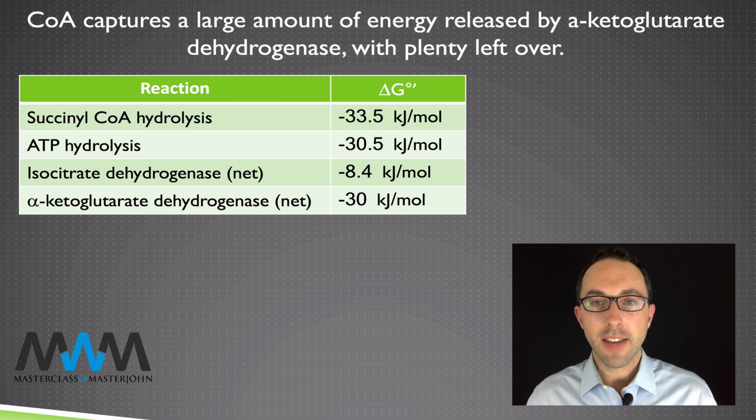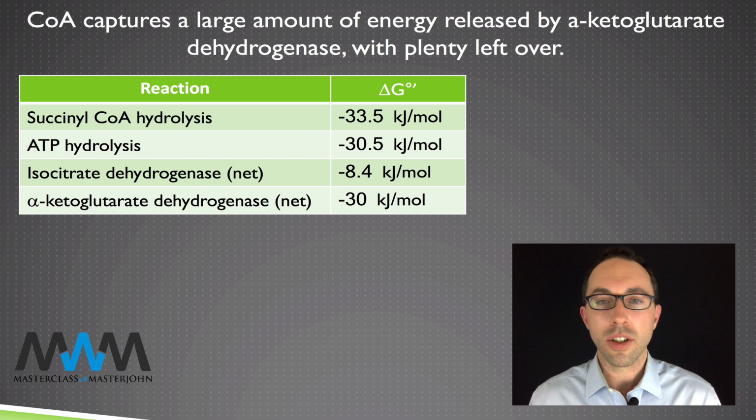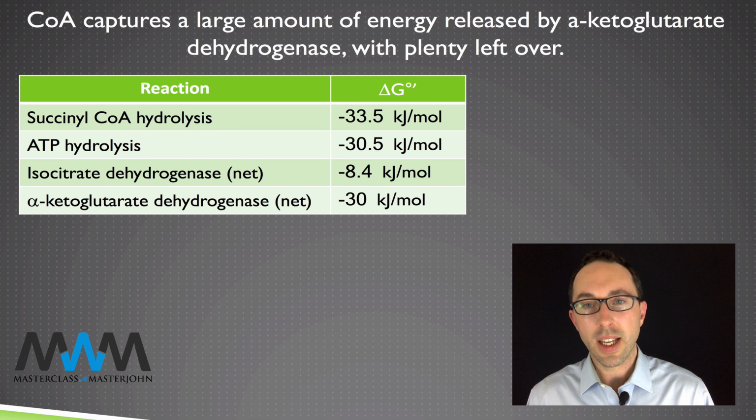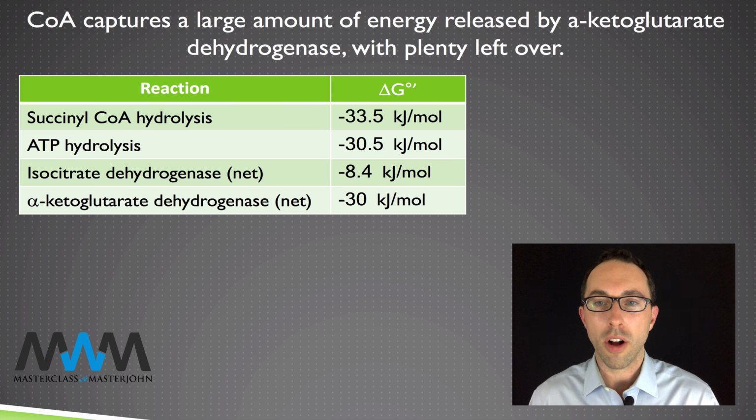One way to look at the significance of capturing energy in the thioester bond of coenzyme A during the formation of succinyl CoA is to look at the delta Gs of the various relevant reactions. And when we look at the delta Gs on the screen, we have delta G naught prime. The naught, symbolized by the degree symbol, means delta G standard. And the significance of delta G standard is that we're assuming equal concentrations of all of the relevant reactants. And we assume that they are 1 molar.